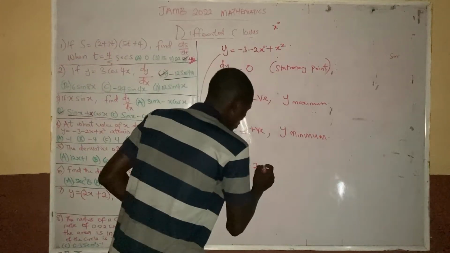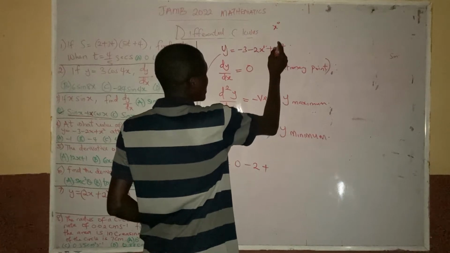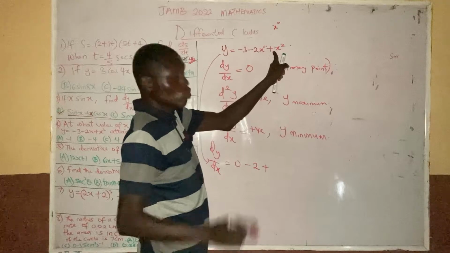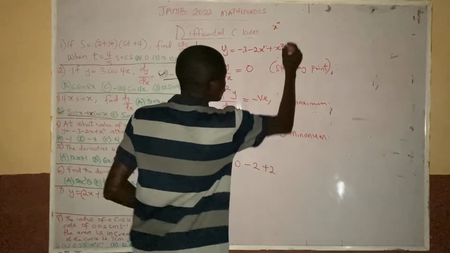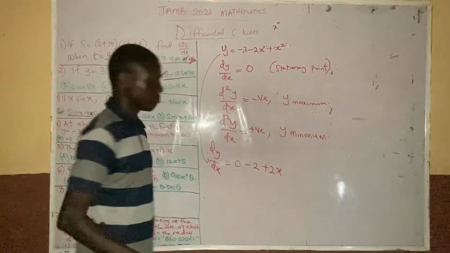So plus 2 times x, as I have back here. There is a power of 2 here, so 2 times x. Now 2 minus 1 here gives us x.